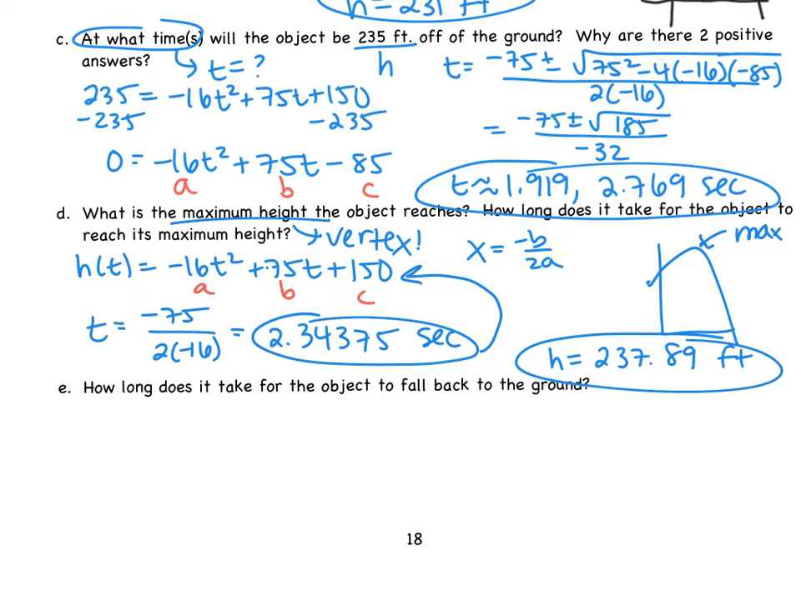Okay, and then lastly, the last part of the problem that we're going to do together is part E. How long does it take for the object to fall back to the ground? Okay, so if the object has fallen back to the ground, the height that it's at is 0. So what we're going to do is we're going to plug in a 0 for the height.